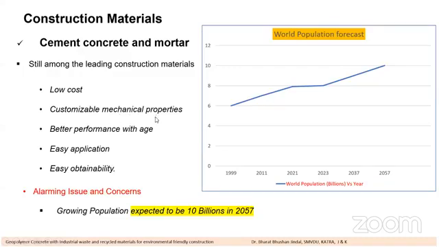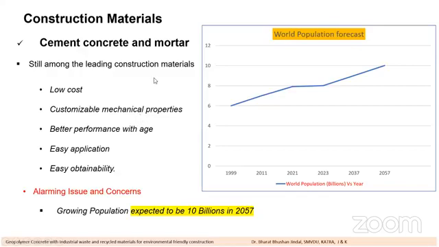Moreover, we can customize the mechanical properties as per our requirement, and we can also control the performance. These materials perform better with age. As the age grows, you will find they give good strength as well as durability properties. They can be applied very easily, because even unskilled laborers can use them in construction, and they are easily obtainable because these are naturally occurring materials.